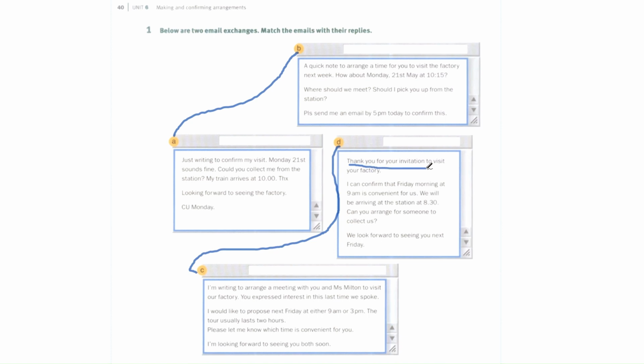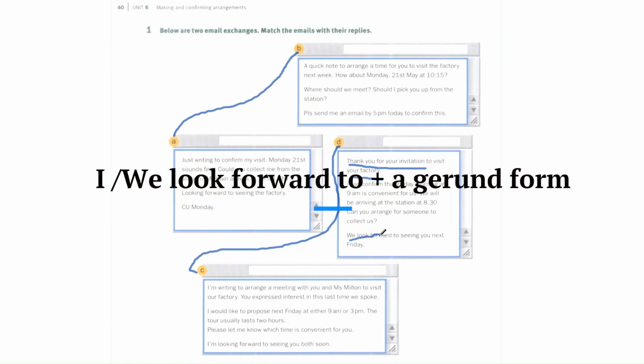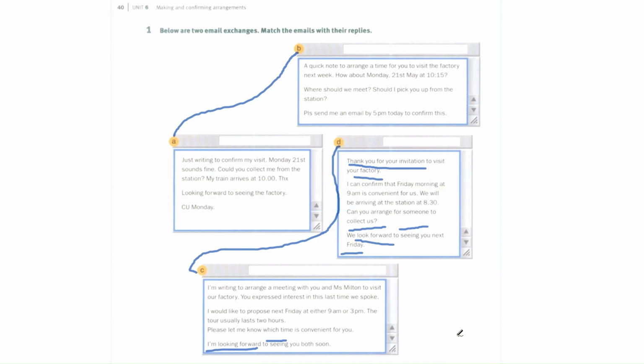Okay, so thank you for your invitation to visit your factory is semi-formal. We look forward to seeing you next Friday is also a semi-formal approach. So you can say we look forward to, or you can say I'm looking forward to. But the most important thing, whatever we do, is that we use the gerund, to seeing you, to hearing from you. This is not the infinitive form of the verb we're using, so do pay close attention to verb forms when you see them written out in a text.